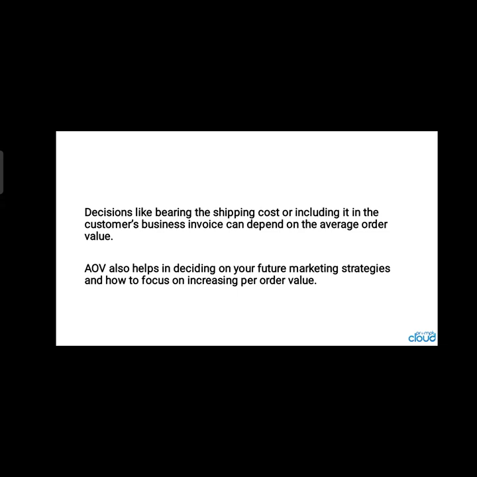Decisions like bearing the shipping cost or including it in the customer's invoice can depend on the average order value. If the customer's order value is below 200 rupees, below 500 rupees, his shipping cost is charged separately, and that is required to be paid by the customer. If the total order value is above 500 rupees and within proximity of 3 kilometers, then shipping is given free. All these things are applicable whether the customer is going through online shopping or physical shopping.